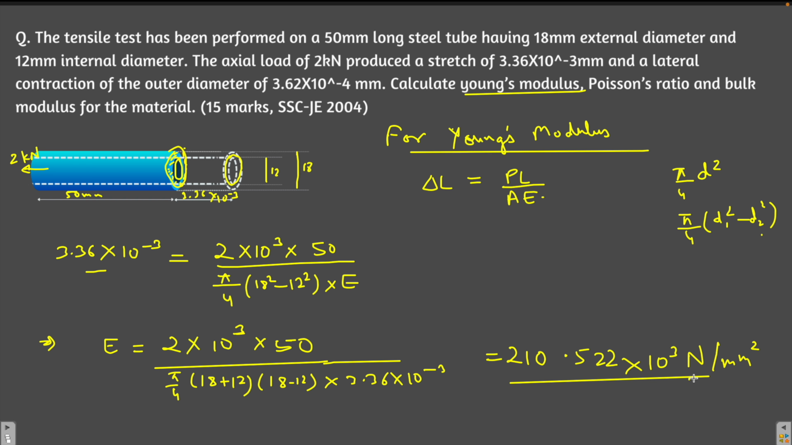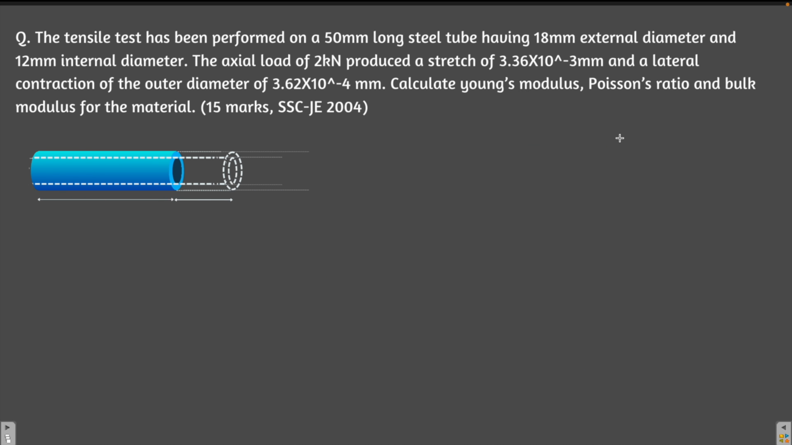Now let's move on to the next part. We'll calculate the Poisson's ratio. We know that Poisson's ratio mu is negative of lateral strain to longitudinal strain. Now, neither the lateral strain nor the longitudinal strain is given to us, so we have to calculate these first. So let's calculate the lateral strain.